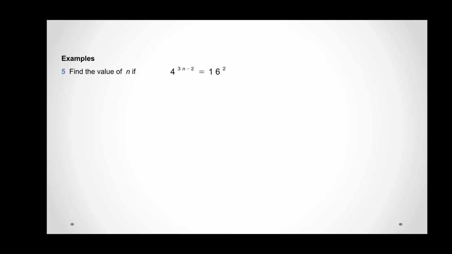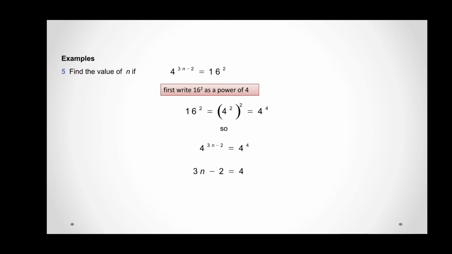Another example, 4 to the power 3n minus 2 is equal to 16 square. Here 16 square you can write as a power of 4. Then we know that 16 means 4 square. Then 4 square, you have to take the square of that also. Then power for power, so you can multiply 2 into 2, 4. Then that is equal to 4 to the power 4. So then 4 to the power 3n minus 2 is equal to 4 to the power 4. That means 3n minus 2 is equal to 4. Then you can simplify. 3n is equal to 6. n is equal to 2.